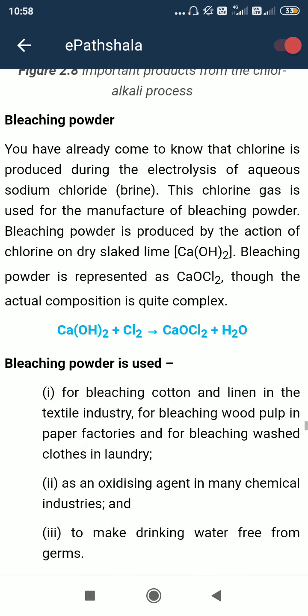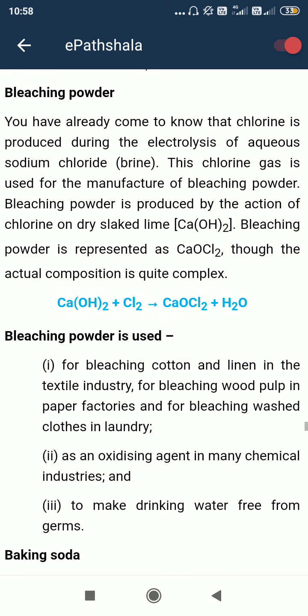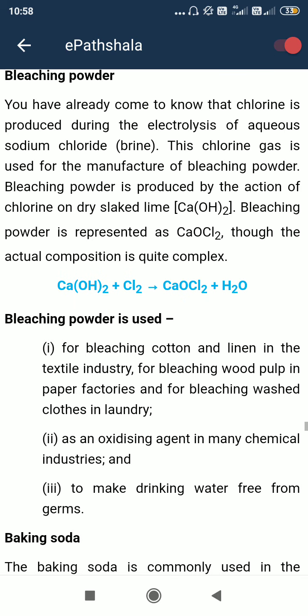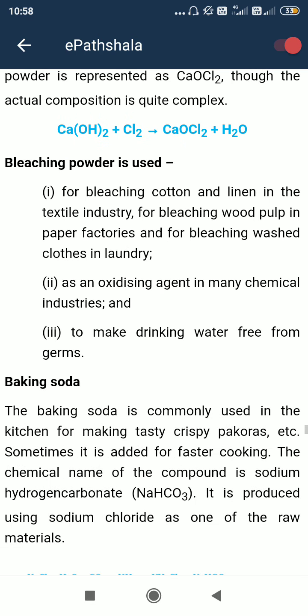Now coming to the main part, bleaching powder. We need to remember bleaching powder. Here you can see how its formula is formed: Ca(OH)2, calcium hydroxide, reacts with chlorine, Cl2, and forms CaOCl2 plus H2O. Here CaOCl2 is the bleaching powder, so you need to remember it.